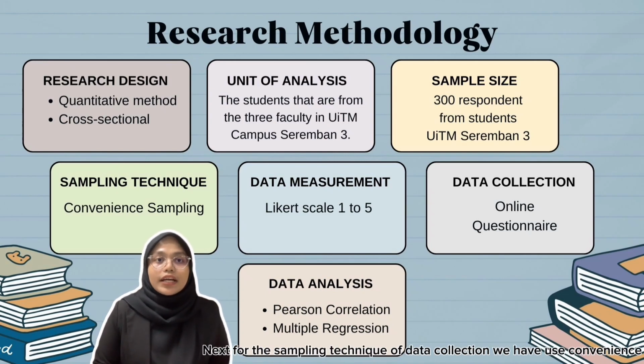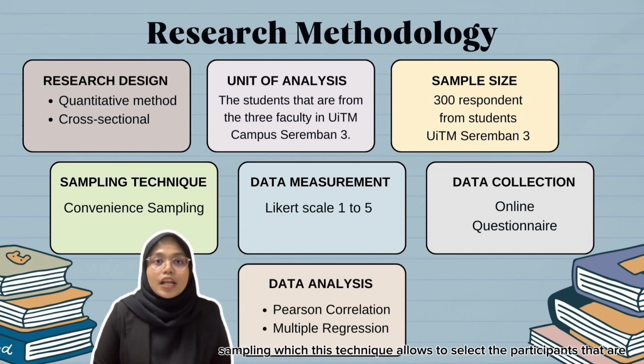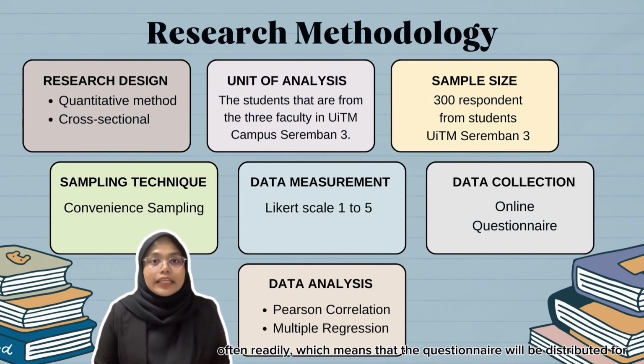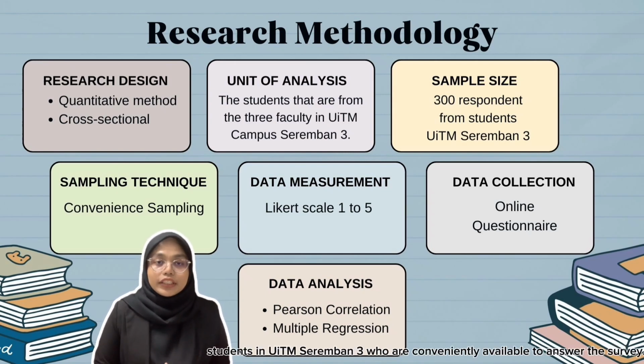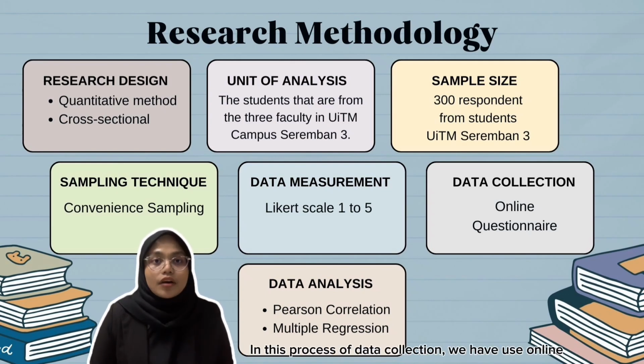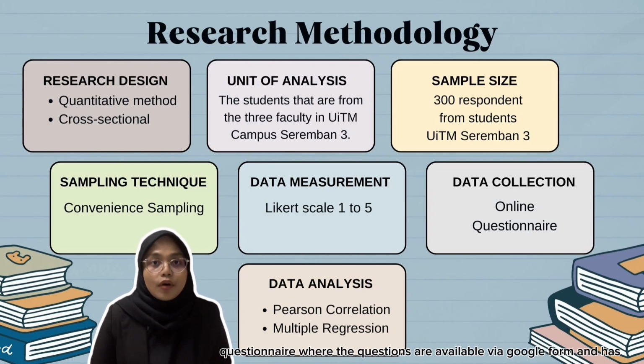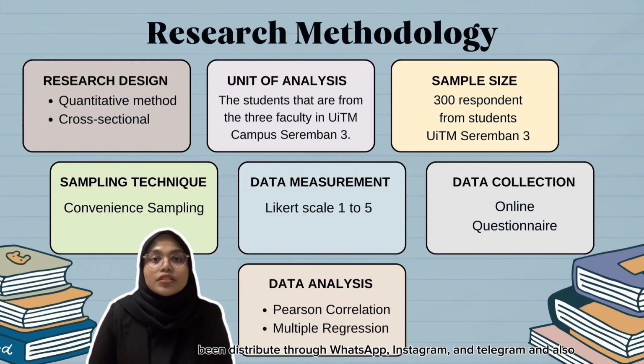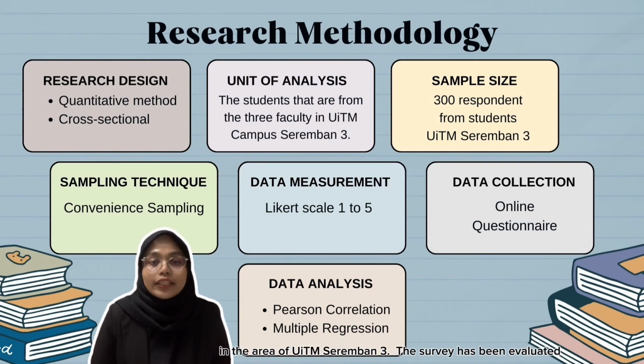Next, for the sampling technique of data collection, we have used convenience sampling, which allowed us to select participants that are readily available, which means that the questionnaire was distributed to students in UiTM Seremban 3 who are conveniently available to answer the survey. In this process of data collection, we have used an online questionnaire where the questions are available via Google Form and were distributed through WhatsApp, Instagram, Telegram and also in the area of UiTM Seremban 3. The survey was evaluated using a Likert scale of 1 to 5.